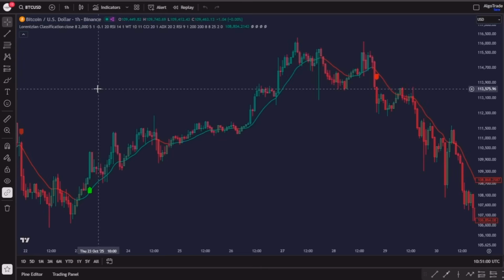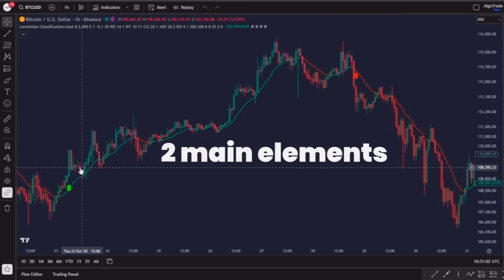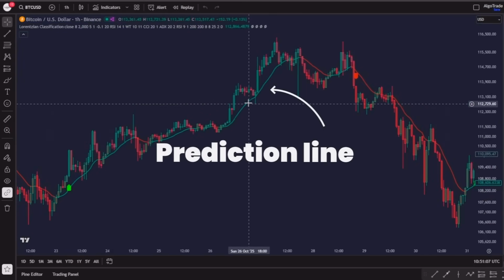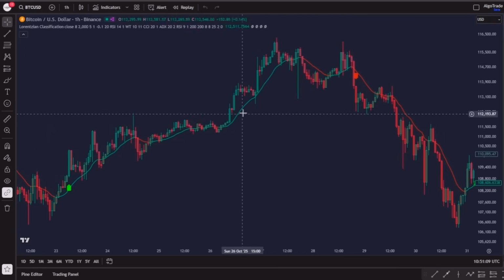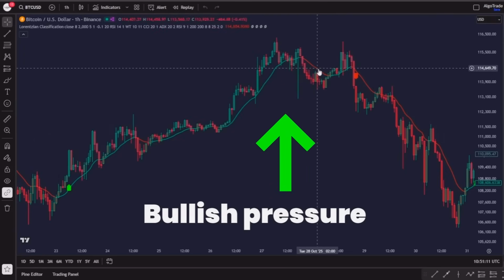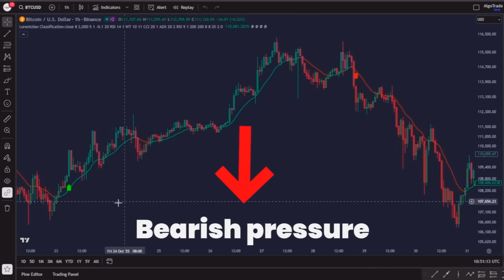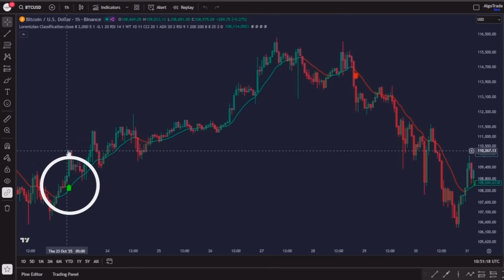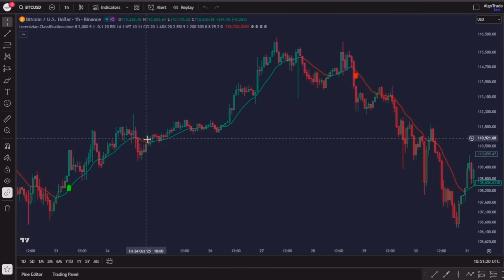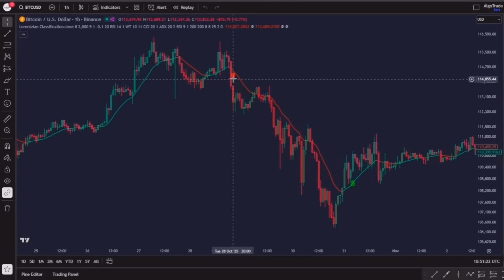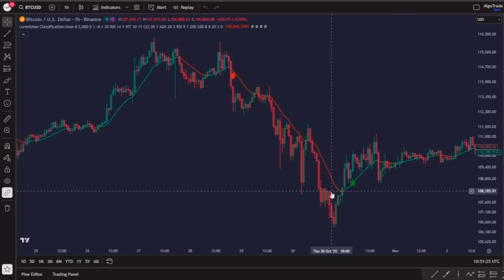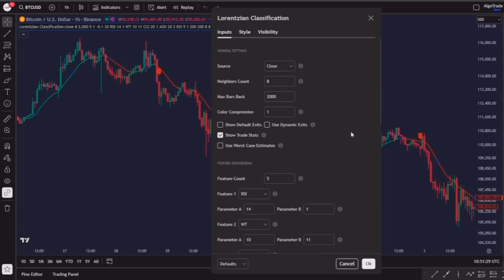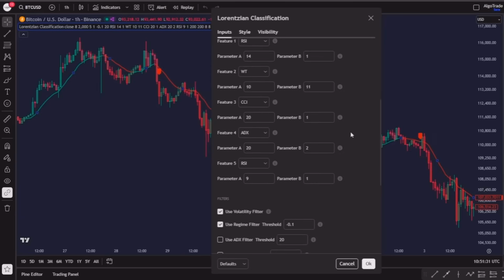When you add this indicator to the chart, you will see two main elements. First, the smooth wave, which is the prediction line. It's like the machine learning heartbeat. Rising means bullish pressure and dropping means bearish pressure. And second, you will see the entry arrows. Green arrows mark conditions where past patterns tended to move up, and red arrows mark situations where the price historically moved down.